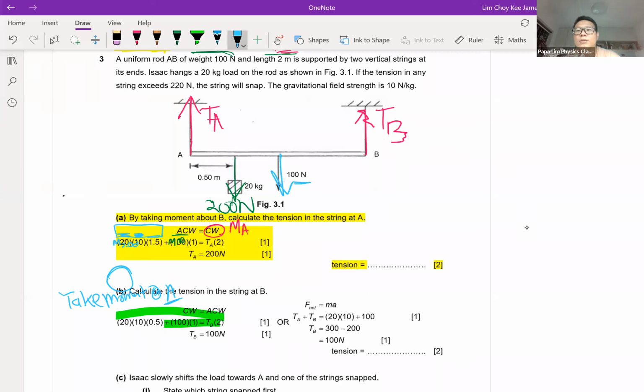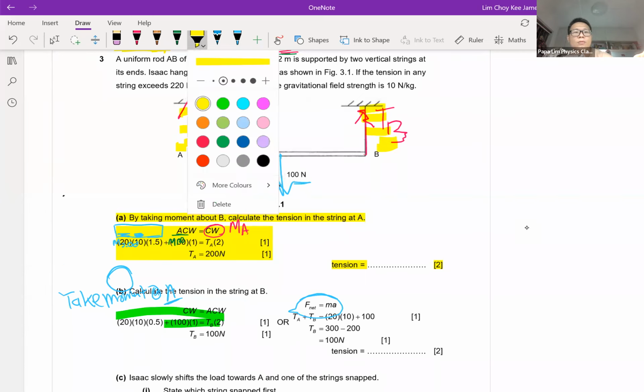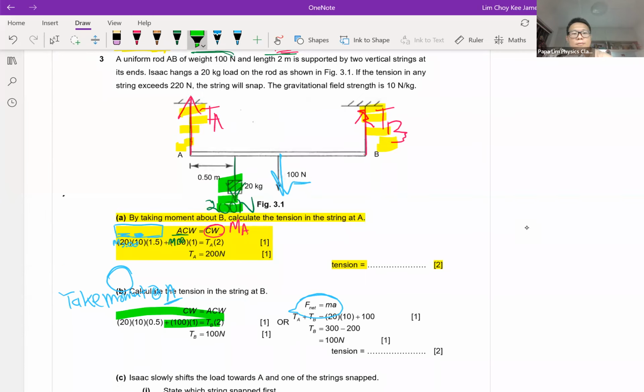So you can actually do a simple F net, or what you call Newton's second law, whereby you look at the net force on the system. Okay, so you actually have two upward forces and two downward forces. Okay, so you will have two downward forces, which is here. Then after that, you equate them to ma.